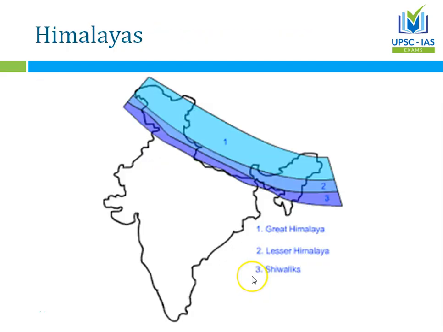For your understanding, I would like to show you the picture one more time. So this part here, the highest peak, this is Himadri. The middle part, or the southern part of Himadri, is Middle Himalaya, Lesser Himalaya or Himachal. And the southernmost part is Shivalik.